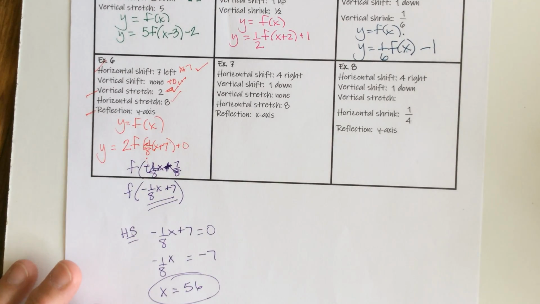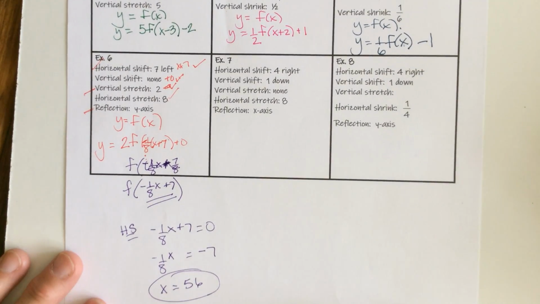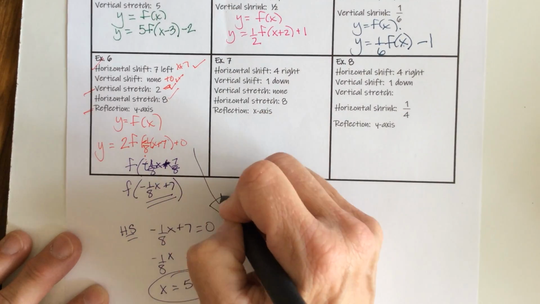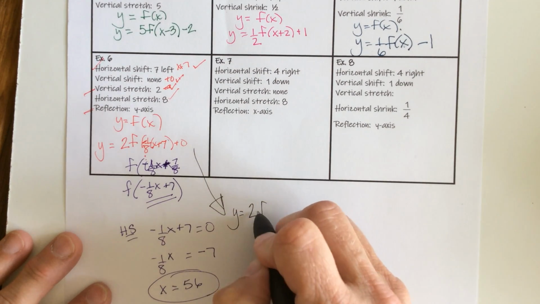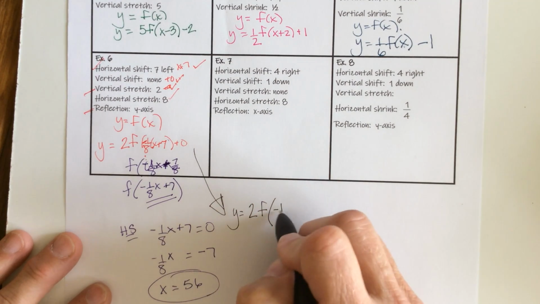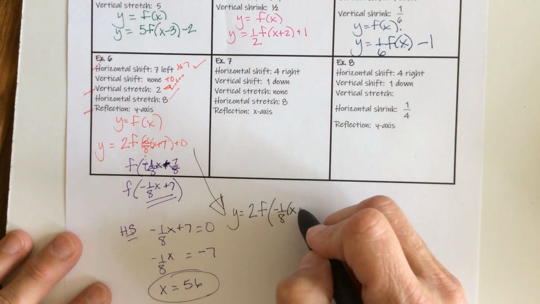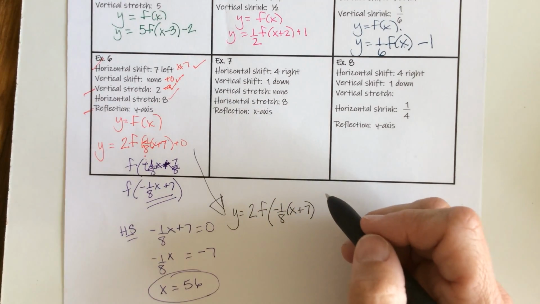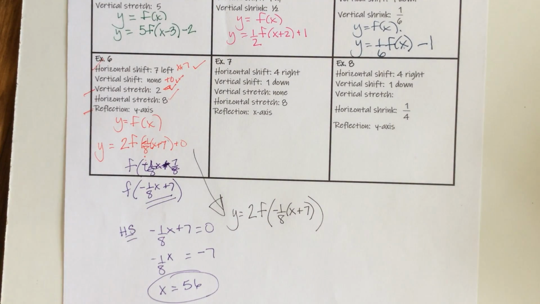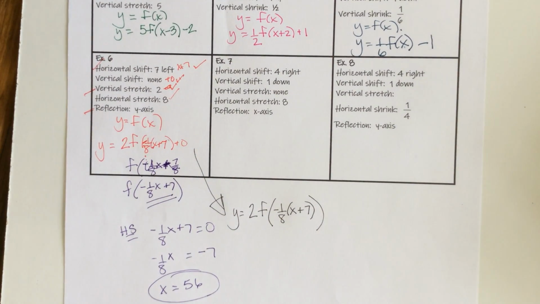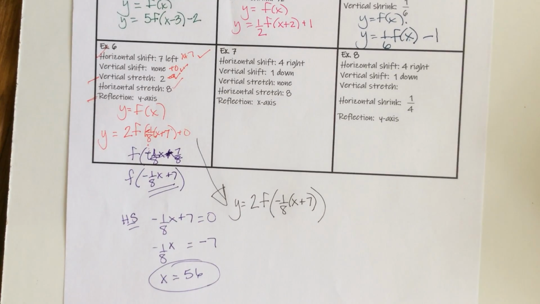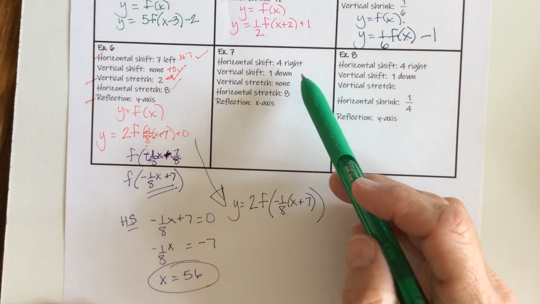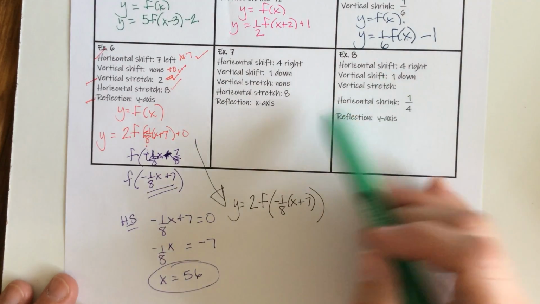I know this is really nasty and messy, but ultimately, this turns out to be y equals 2 times f of negative 1/8 times x plus 7, and that's it. Okay? There's no k value. All right, so you kind of have to pay attention, and you have to focus, and you have to just kind of try to work through this and think through it. All right, let's do the last couple.